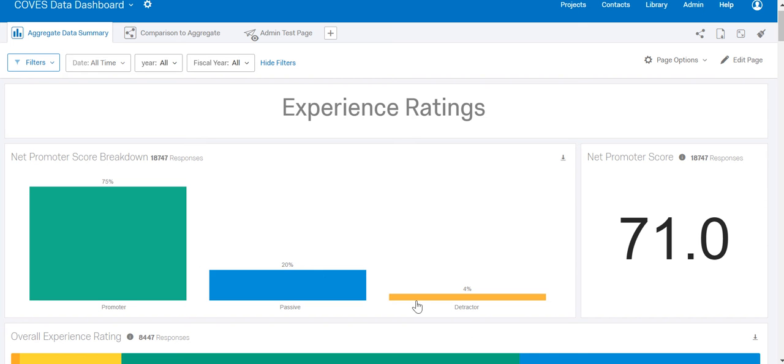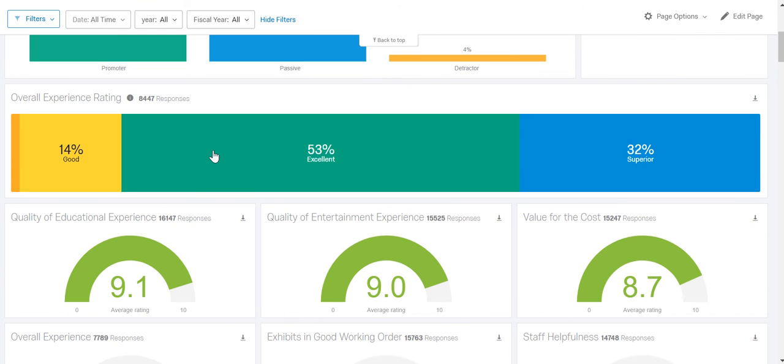In this example, you'll see that subtracting 4% detractors from 75% promoters gives you a Net Promoter Score of 71. So 75 minus 4 is 71. Next is the overall experience rating.